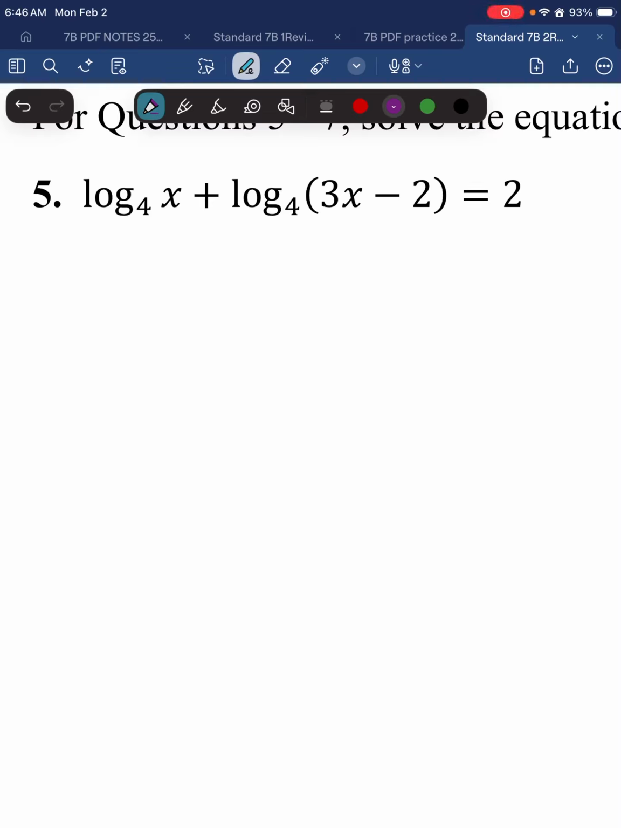This question is solving the product property. With logarithms, we have the product property because there's a plus sign between two logarithms of the same base. So what I'm going to do first is rewrite it as the product property. So I'm going to take log 4 of x times 3x minus 2 equals 2. And then because it's a single logarithm, we're going to rewrite it in exponential form.